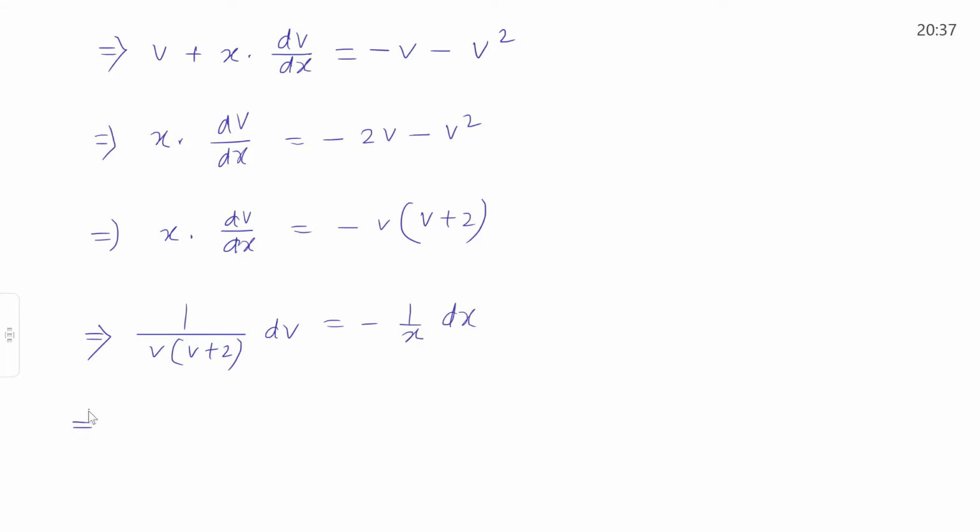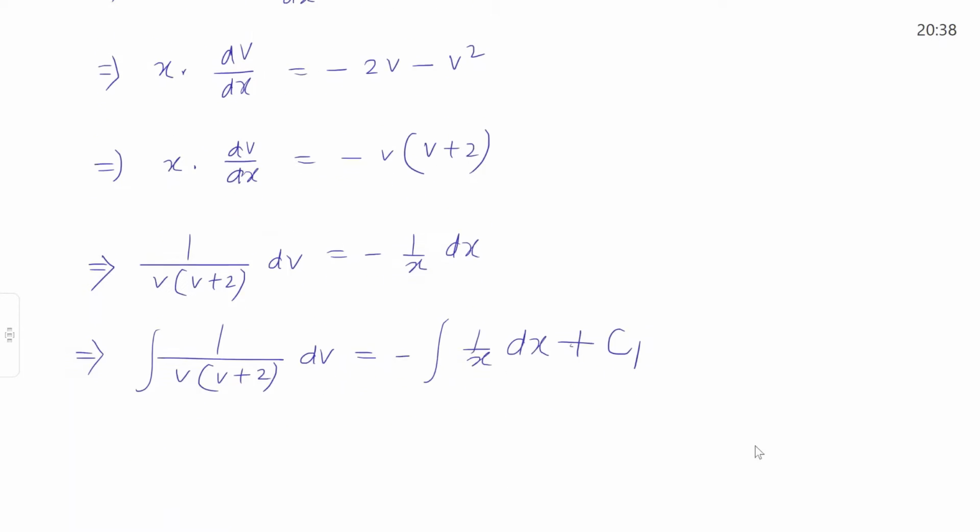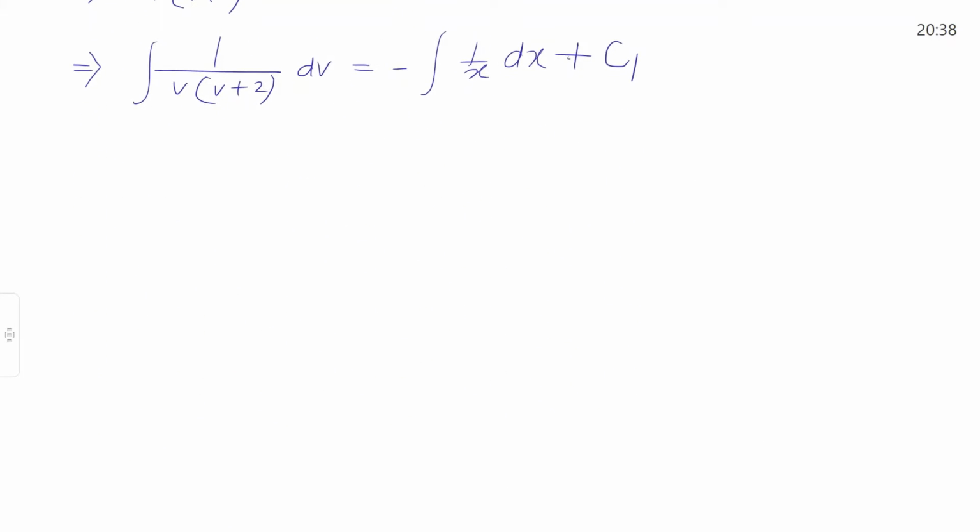Integrate: this implies integration of 1 by v into v plus 2 dv is equal to minus integral 1 by x dx plus constant, say c1. Simply now here I can use partial fraction in the process of integration.